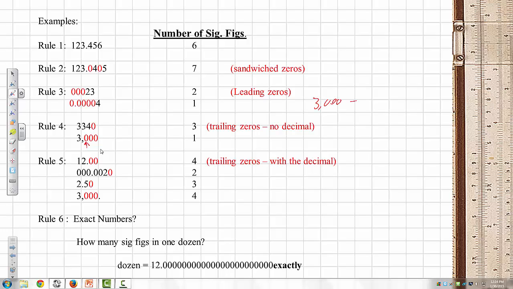Right. There's just 1 sig fig. But if I write it as 3.0 times 10 to the third, now how many sig figs? Well, clearly there's a decimal point. This is a comma, not a decimal point. Here we've got the decimal point. So 3.0. This is now a trailing 0 with a decimal. This is significant. So there's 2 sig figs.